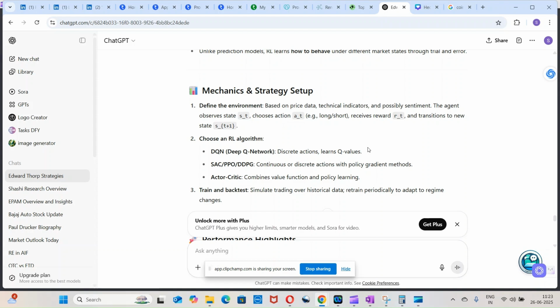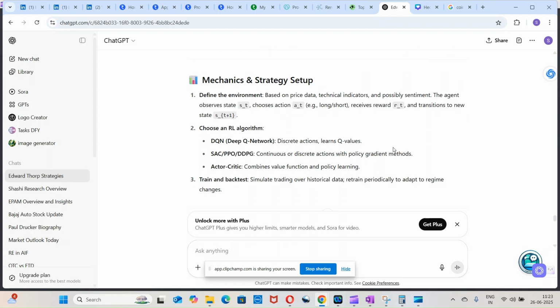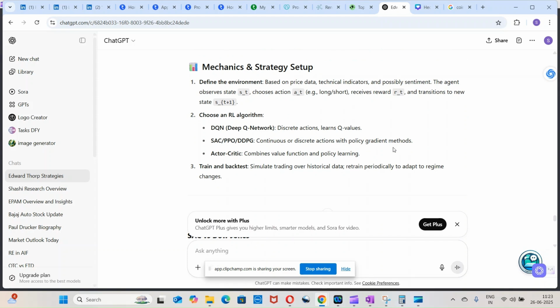Once you set up all this, then we need to choose an RL algorithm. Deep Q network, called DQN, is one algorithm. It handles discrete actions, like long and short. Long is one discrete action, short is another discrete action. PPO and DDPG are other algorithms, handling continuous or discrete actions with policy gradient methods. So this is also a discrete action, but continuously it will do it. Actor-critic is another RL algorithm. It combines value function and policy learning.